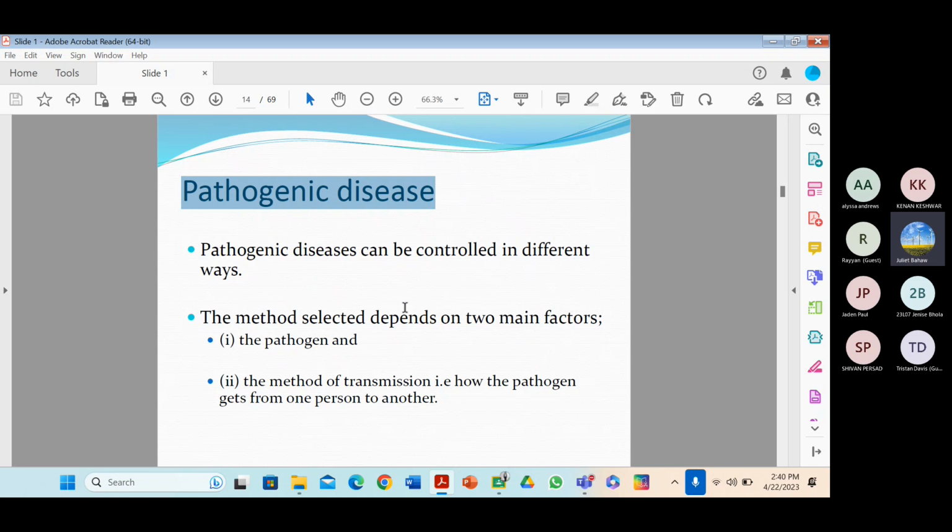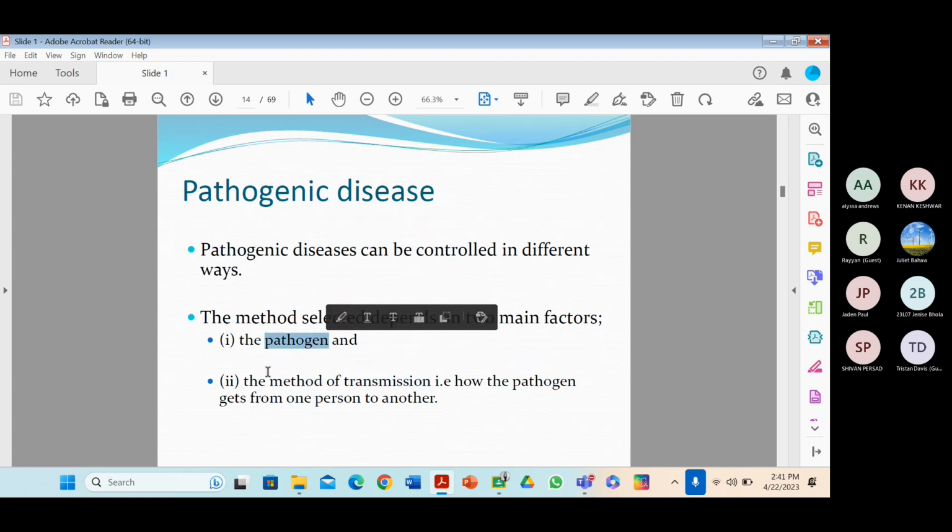The method selected depends on 2 factors. What is the pathogen and how is it transmitted? So when you get sick, sometimes you might not know what pathogen invaded your body, whether it be a virus or a bacteria, because the signs and symptoms will normally be like runny nose, sore throat, coughing, fever. So when you get those symptoms and signs, you can't really tell exactly what pathogen invaded your body.